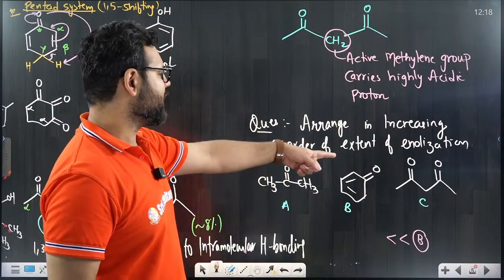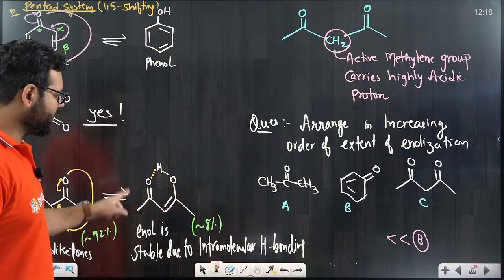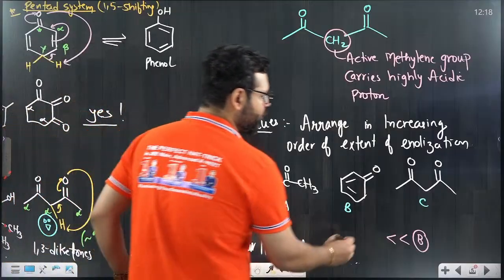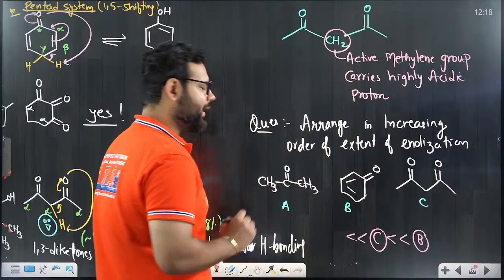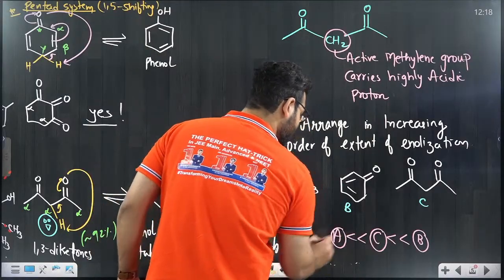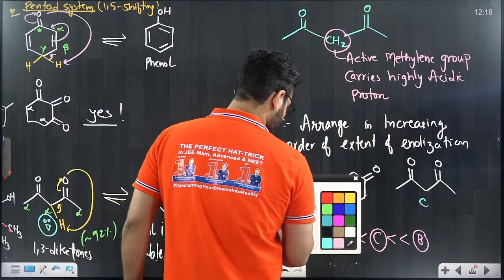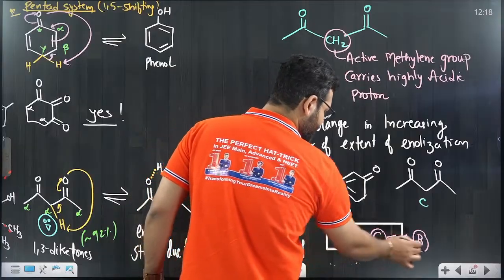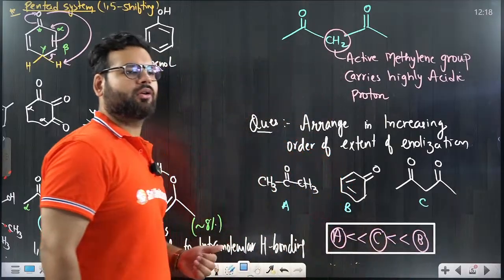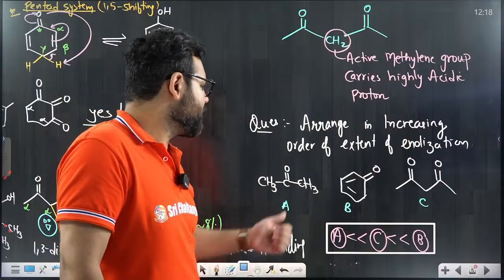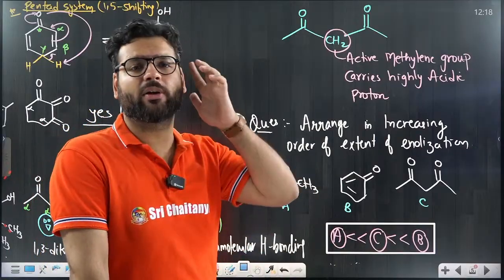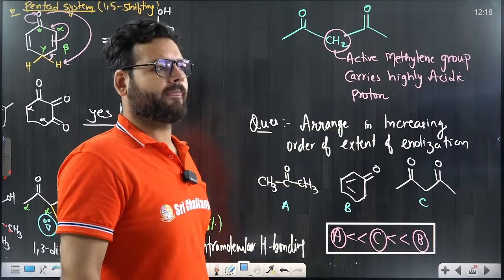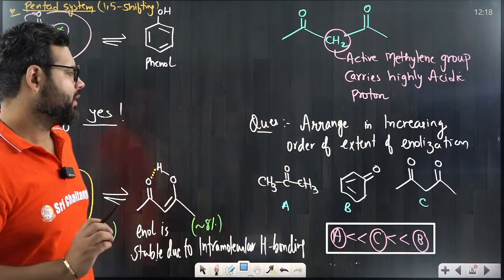Then A versus C, I told you that in the enol of C there is hydrogen bonding. Because of hydrogen bonding, C will also enolize to a good extent. And A will enolize only marginally, only around 1%. So in A, enol content will be 1%. In B, enol content will be almost 100%. In C, enol content will be almost 8%. These three you should remember.